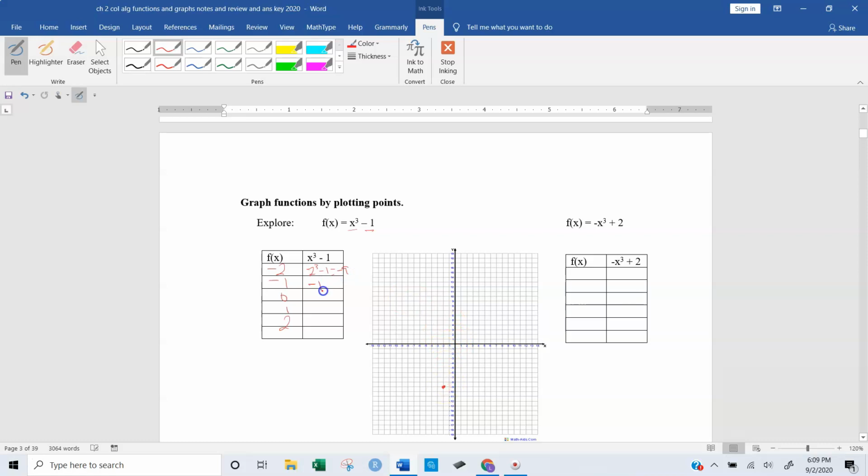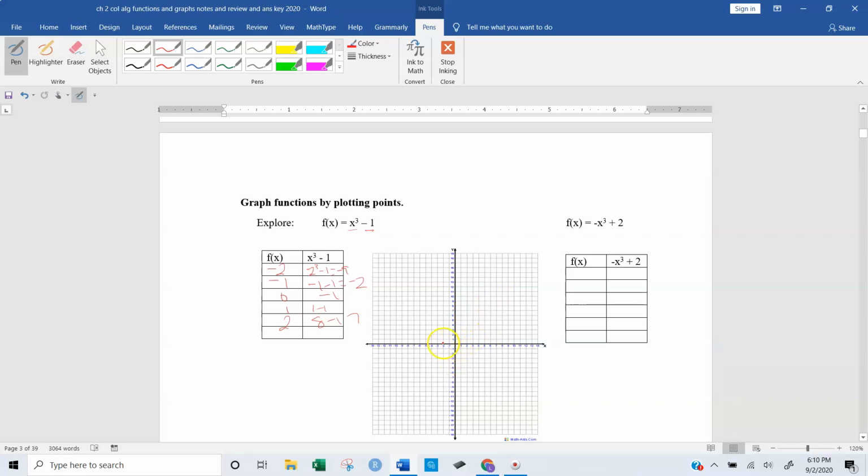Then you would do -1. -1 minus 1 is -2. So -1, -2. I think my point just disappeared on me. I'm not sure why that's happening. All right, 0 is going to give you -1. 1 minus 1 is going to give you 0. What is going on? 2 cubed is 8 minus 1, so that's going to be 7, and they all just disappear. I do not know why they're disappearing.